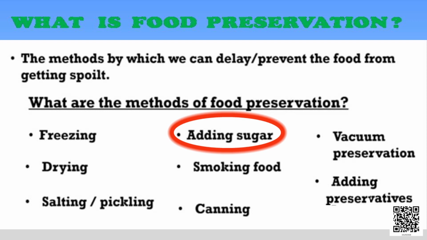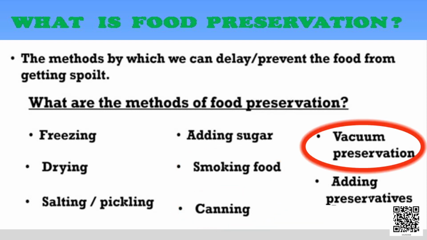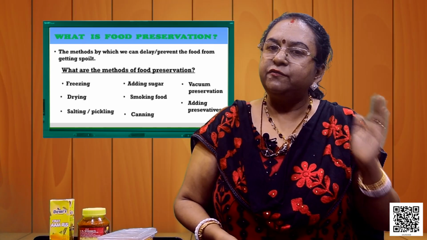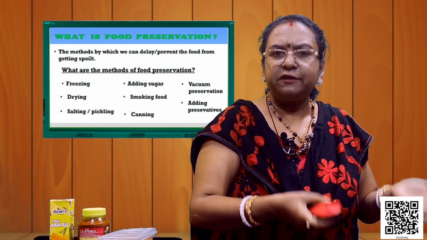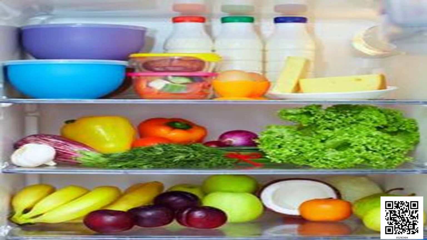Okay. Now, another way, that is smoking food, then canning, and vacuum preservation, and also by adding preservatives. So, these are the ways by which we can preserve our food, different food, not only our vegetables or fruits or like that, many food are there, many eatables are there which we can use whatever require.